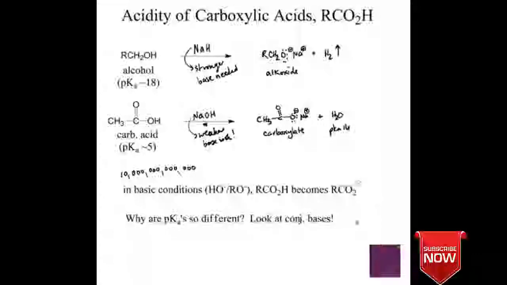Okay, since acidity is such a big component of a carboxylic acid's identity, let's talk a little bit more about these pKa's. Why do we have this huge difference here? How can we explain that? Let's make sure we're clear on that. And as usual, the way we're going to explain that difference is by looking at the conjugate bases. So let's look at alkoxide versus a carboxylate and see why it's so different getting from one versus the other.